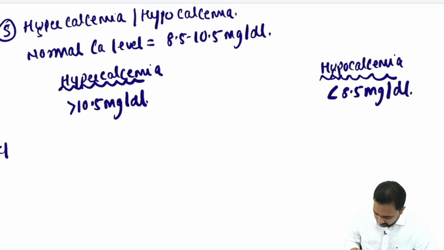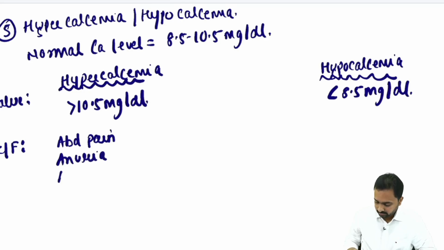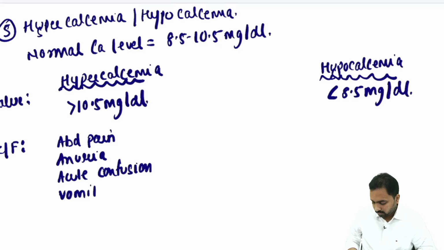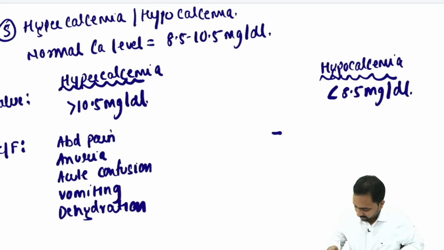Now, clinical features. Hypercalcemia presents with abdominal pain, anuria, acute confusion, vomiting, dehydration.